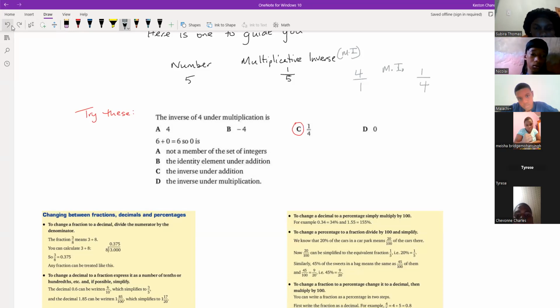Everybody okay now? 6 plus 0 is equal to 6. So 0 is not a member of the set of integers, the identity element under addition, the inverse under addition, and the inverse under multiplication. But the correct answer for that one is going to be B, the identity under addition. The identity for addition is always 0. So 0 added to any number is going to return itself. So number 2 is B.